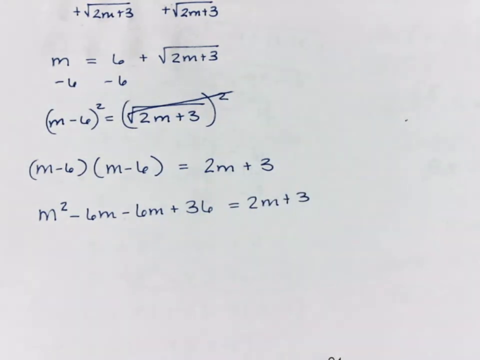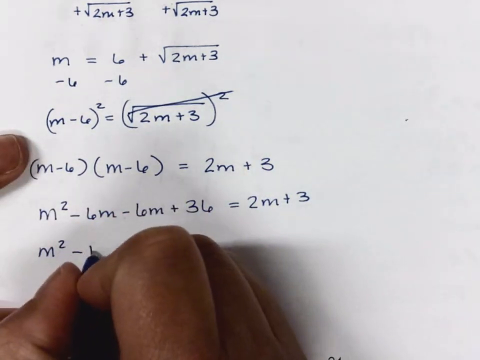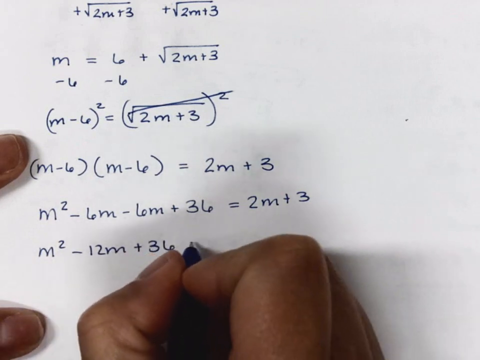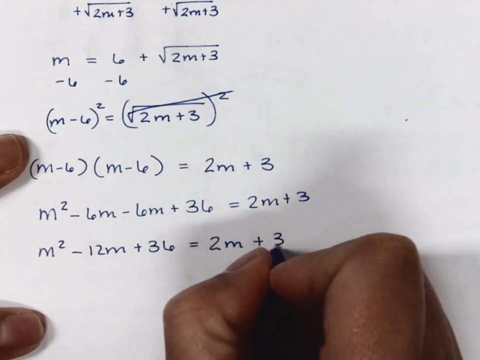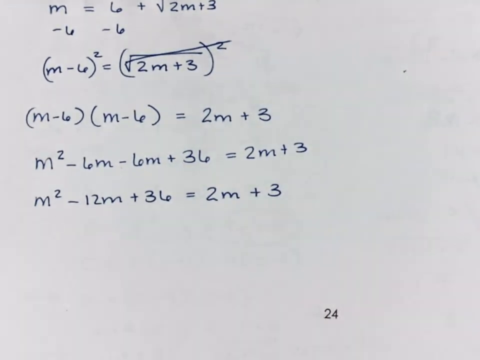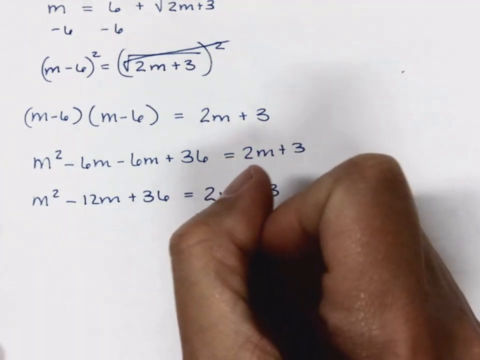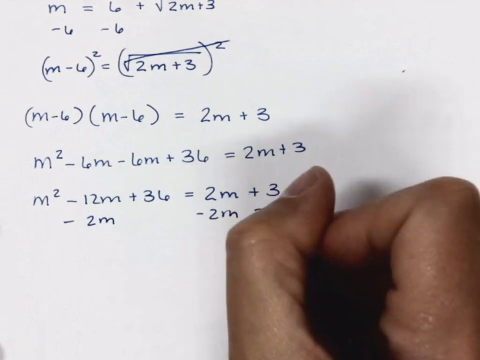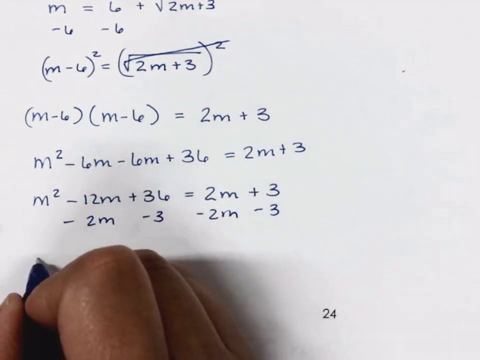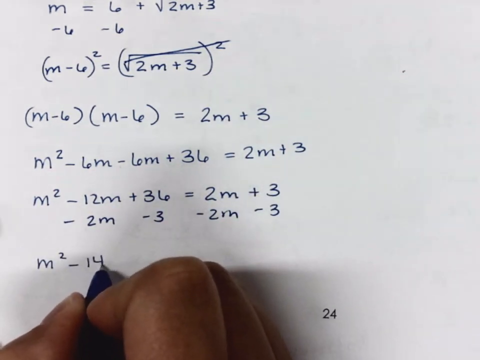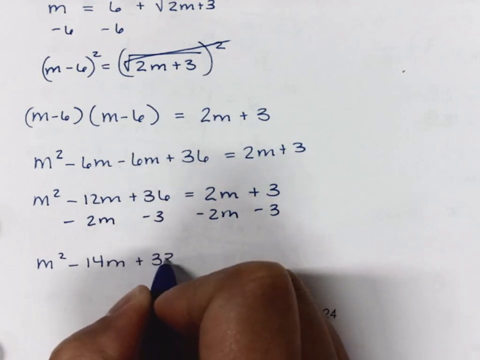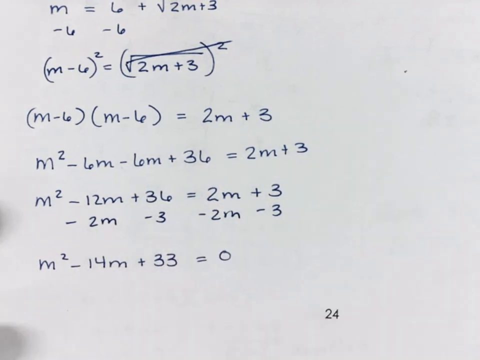And as soon as I see that squared, I know I'm going to have to factor. So I'm emotionally preparing myself for that. So if I know I'm going to have to factor or use my quadratic formula, I'm going to set everything equal to 0. So minus 2m from both sides, minus 3 from both sides. So I have m squared minus 14m plus 33 equals 0.